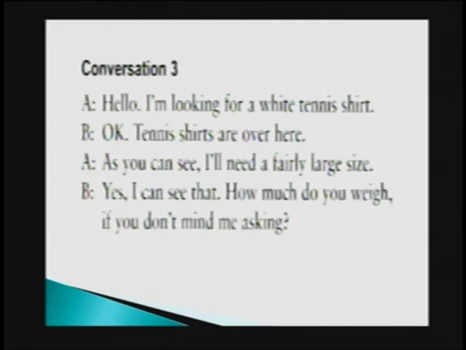Okay, tennis shirts are over here. As you can see, I'll need a fairly large size, a very large size. Yes, I can see that. How much do you weigh? If you don't mind me asking, how much do you weigh?